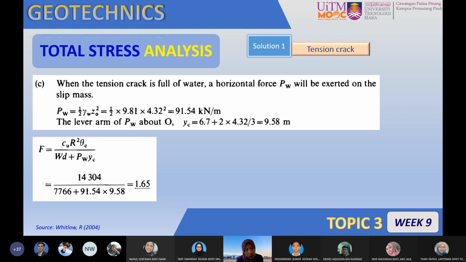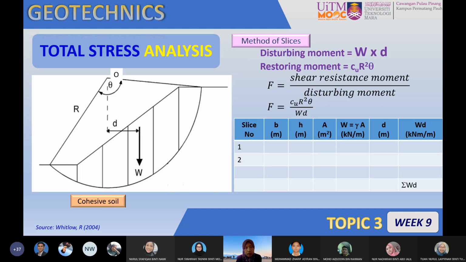1.65. So the FOS from the second case to the third case is showing a lesser value. From just now 1.8 something, it reduced to 1.65, because right now we have the hydrostatic force adding as a disturbing moment.